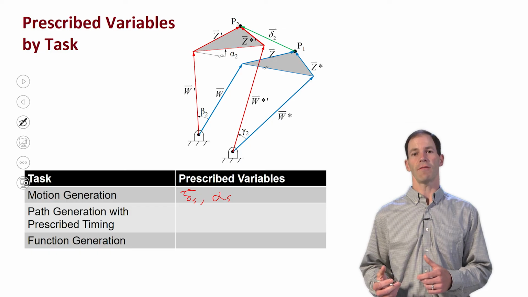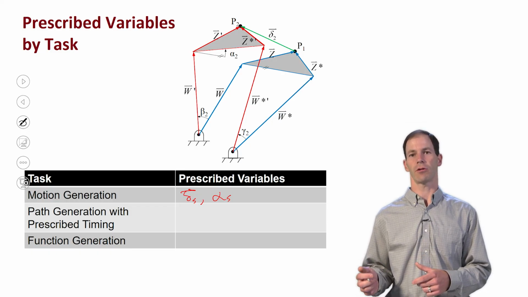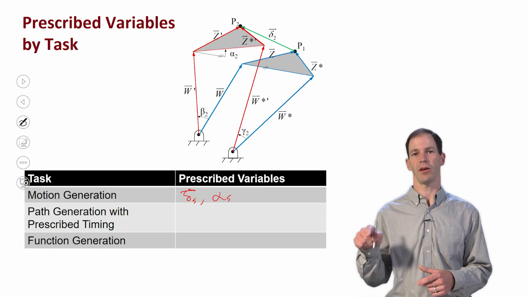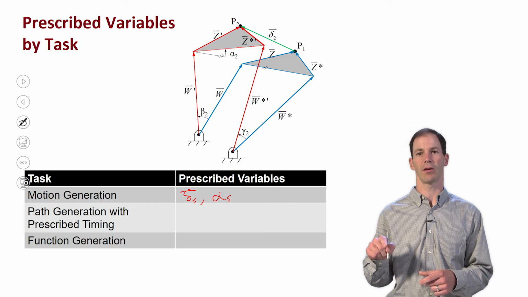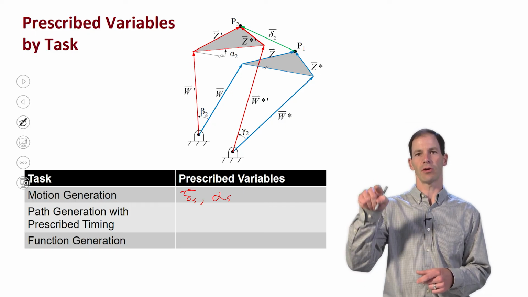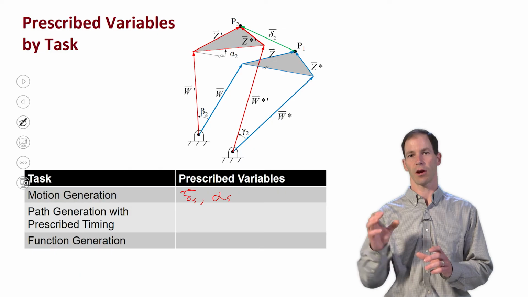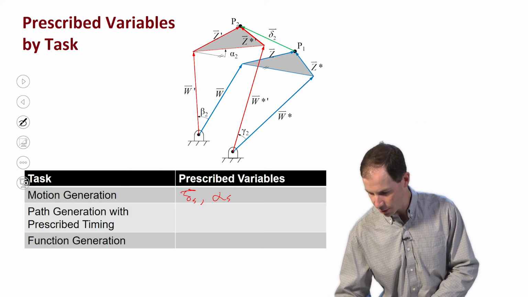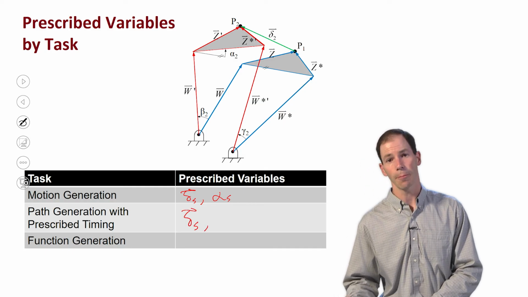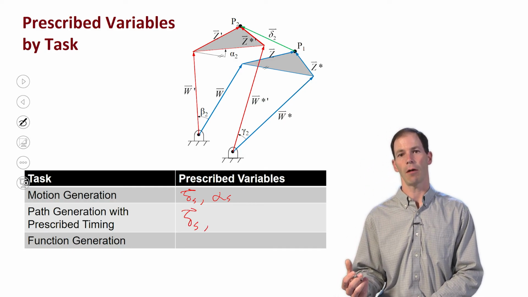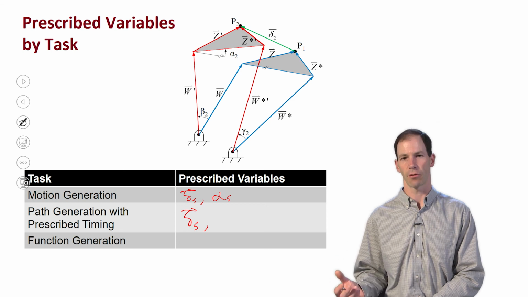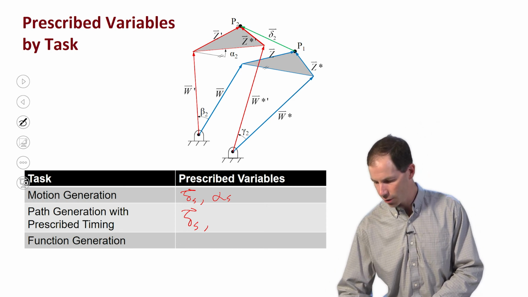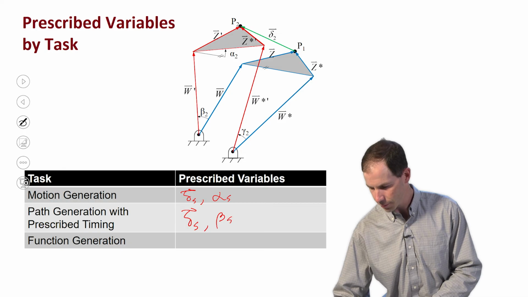Path generation, if I add prescribed timing. So path generation, we're concerned about a point moving through space. This would be something like that oil well pumping mechanism, where I've got a pivot there and I'm only concerned about where that point is. I don't care about what the orientation of my coupler is. And in that case, I would have the displacement vectors, the deltas. And then if I'm adding prescribed timing, this is prescribing how much my input link rotates from the first position to the second, first to the third. So those would be my beta angles.